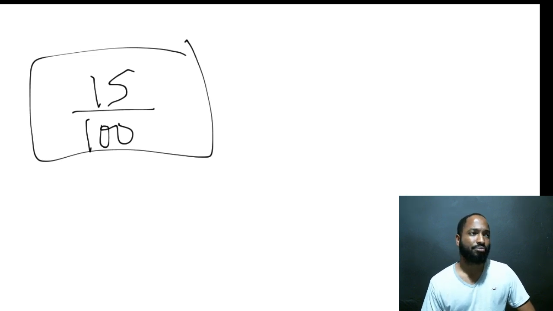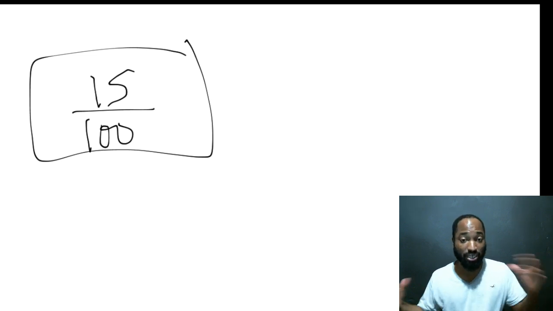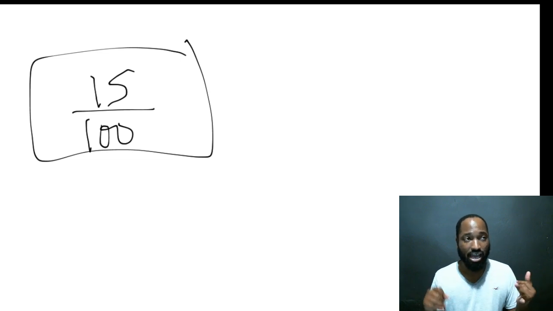So the big chunk of homework will be on indices and ratios. That's where the big chunk of homework is going to be.